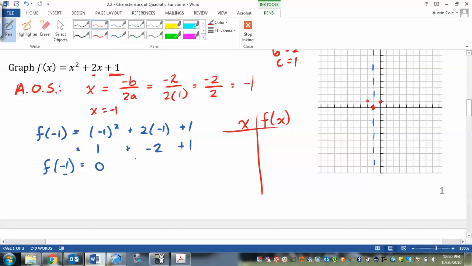So here we go. And you don't necessarily need to do this. What's 1 squared? 1. What's 2 times 1? 2. Plus 1. What's 1 plus 2 plus 1? 4. So that means the point 1, 4 is on the graph. 1, 1, 2, 3, 4. Mirror. There we go. Whew. Gosh, that was fun.